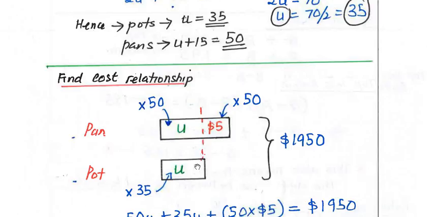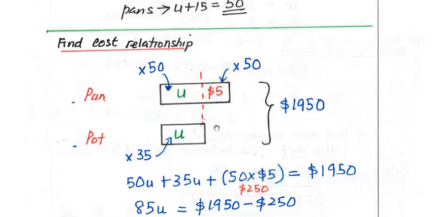Okay? And since there are 50 pans sold, you put this whole thing times 50. 50 times U, 50 times 5. For pots sold, they're 35. Therefore, you put 35 times U. Now, this whole thing is the money received. Alright? 50 pans and 35 pots. Okay, with this money here. Now, let's take a look. We continue to find out.